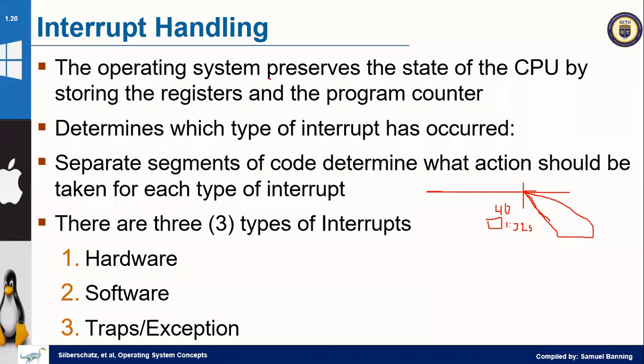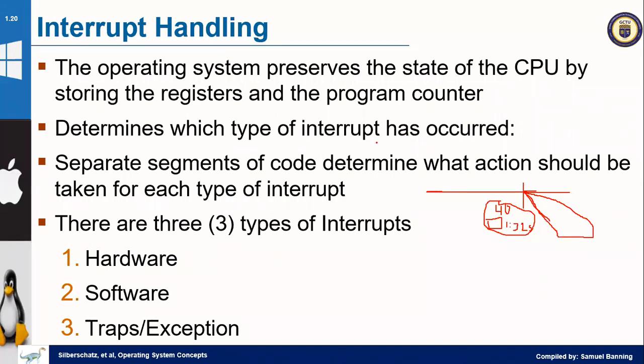The operating system preserves the state of the CPU by storing the registers and the program counter. So the current state here, this one that we have talked about, will be stored in the register. What is a register? A register is a memory location. So it will store this in the memory so that it can resume when the CPU gets back on its feet. Okay. Then after it preserves the state, the operating system will determine what type of interrupt has occurred.